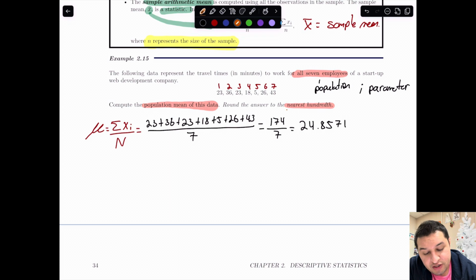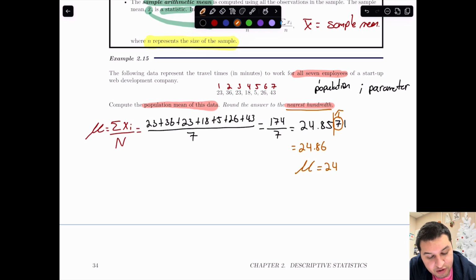Now, remember, we're trying to round to the nearest hundredth, so we need to stop after 2 decimal places. But we have to make sure we look at the one right after the last decimal place. Is it bigger than 5? If it's less than 5 we stay, but since it's bigger than 5, we go up 1. So I'm going to move this 5 up, so it now becomes 24.86.